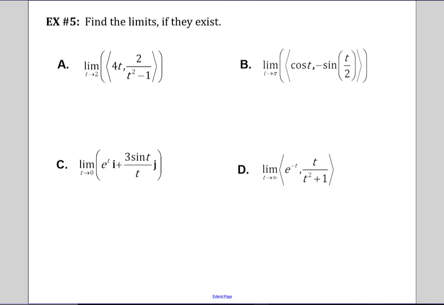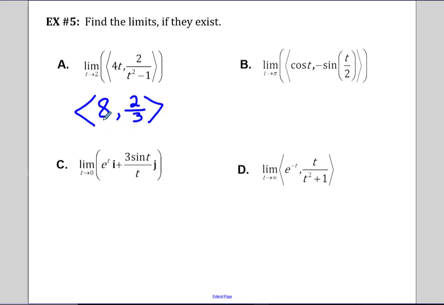Here in example 5, we're looking at the limits for our vector functions and finding the limits if they exist. So in this one, simple direct substitution would tell us the limit as t approaches 2 on the x component would be 8, and as t approaches 2 on the y component would be 2 divided by 3. So the limit does exist, and the limit value is this vector.